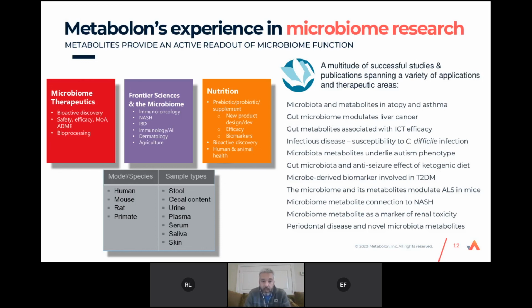Looking at diet, the ketogenic diet, the gut microbiota has an influence on the anti-seizure effect of the ketogenic diet. Type 2 diabetes and glucose intolerance, ALS, NASH, really the list goes on. And I'd be happy to share offline with anybody who would like to contact Metabolon some of these additional case studies and how metabolomics can inform on these.